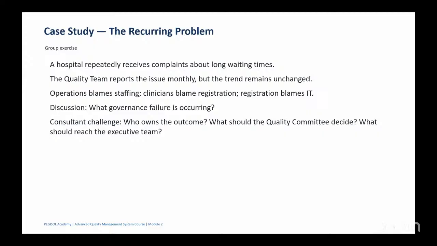There is a recurring problem. A hospital repeatedly receives complaints about long waiting time. The quality team reports the issue monthly, but the trend remains unchanged. The operation blames staffing. Clinicians blame registration. Registration blames IT. Discussion: what governance failure is occurring?